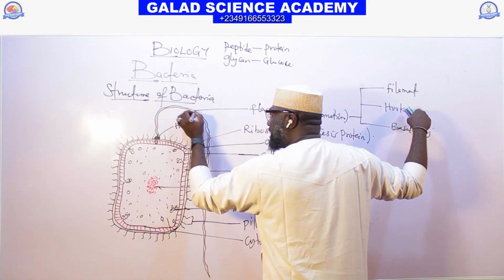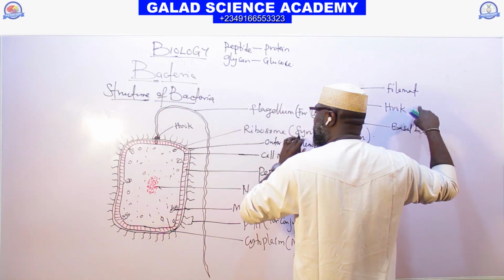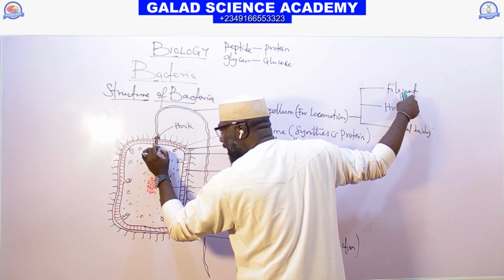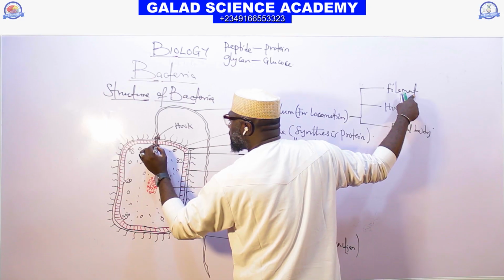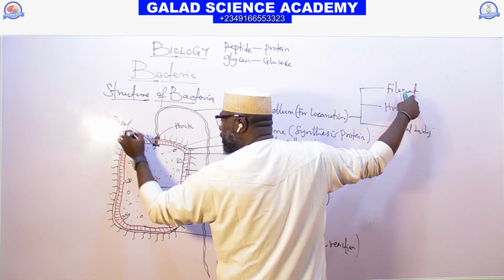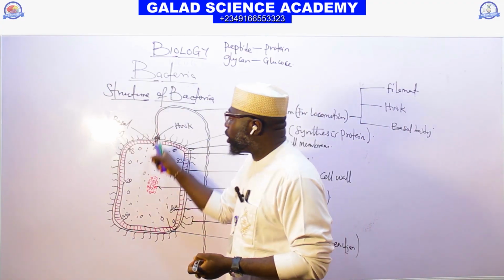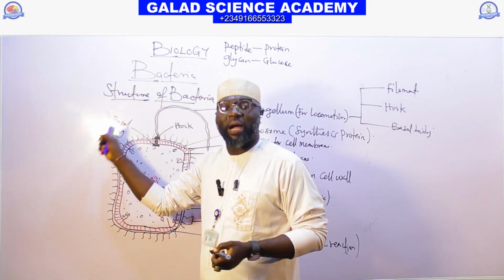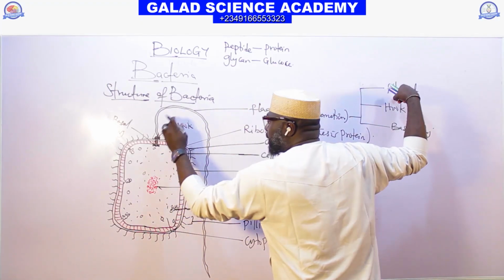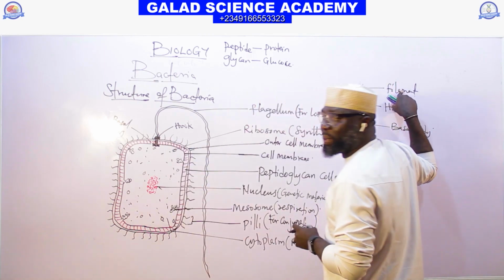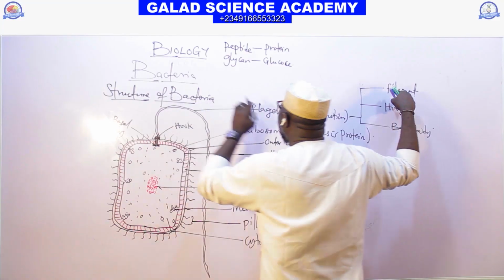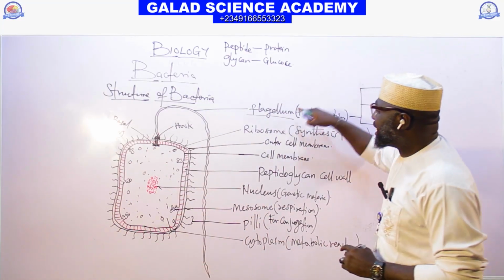So the upper part here is what we call the filament. And inside here, we have what we call the basal body. It's the basal body that attaches the flagellum to the cytoplasm of the bacteria. And this hook is the one that attaches the filament to the basal body. It joins the basal body and the filament together.